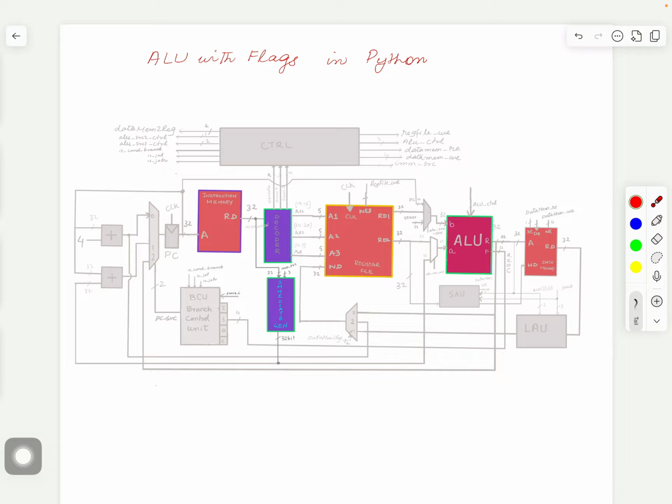This stuff is a lot interesting. I get a lot of previous architecture and microarchitecture stuff revised as well. So anyway, let's get started with the ALU.